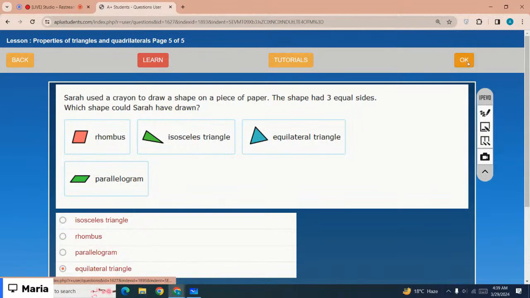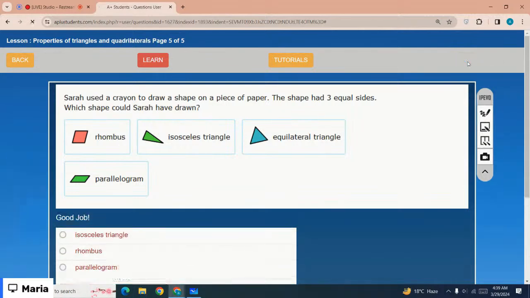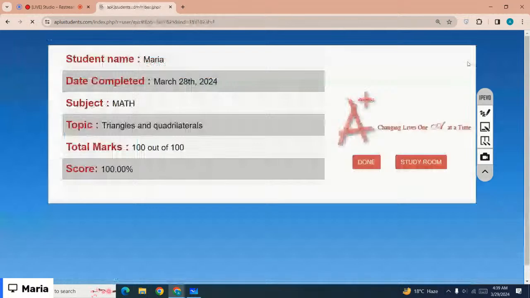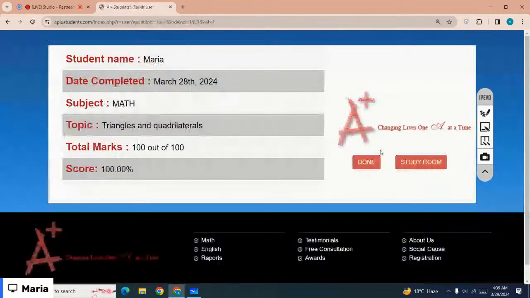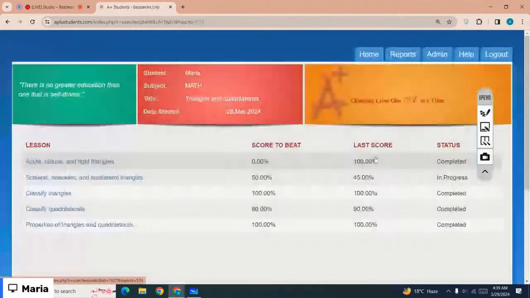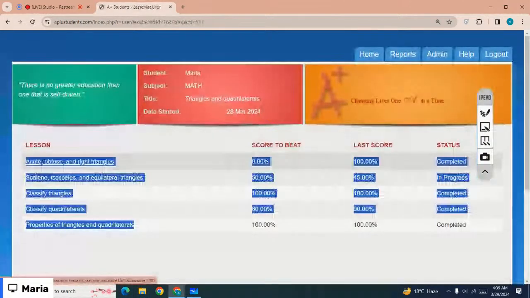Okay, I think we are done with the lesson and also with the chapter we were working on. We were working on the chapter triangles and quadrilaterals, grade 5 math. The lessons we have covered today are acute, obtuse and right triangles, scalene, isosceles and equilateral triangles, classify triangles, classify quadrilaterals, and properties of triangles and quadrilaterals, right?